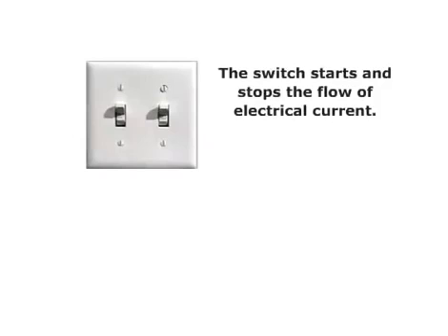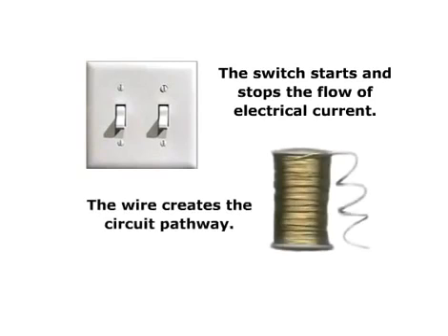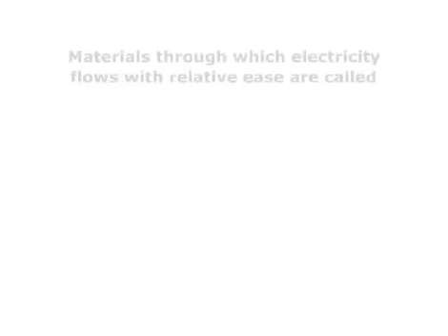Electronic circuits consist of two parts. One is the switch, a device that starts and stops the flow of electrical current by either completing or breaking the circuit's pathway. The other is the wire, the circuit pathway which connects the switches to form the circuit.